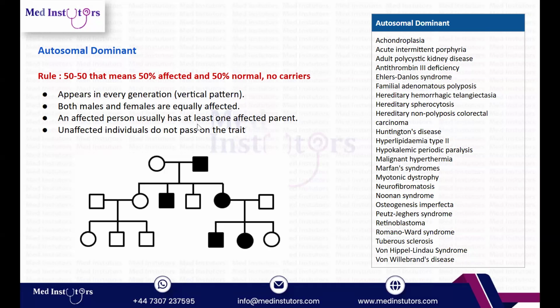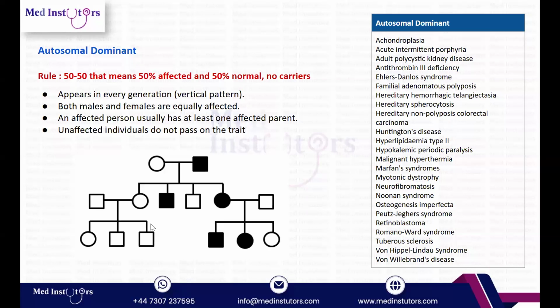An affected person usually has at least one affected parent. Unaffected individuals do not pass on the trait. So this is very simple. That means what they are trying to say is that there is no carrier state, and only one affected gene is enough to cause the illness. So again, the rule is justified: half of the individuals would have the disease and half would be absolutely normal. And I'm repeating this again, there would be no carrier state in autosomal dominant pattern.